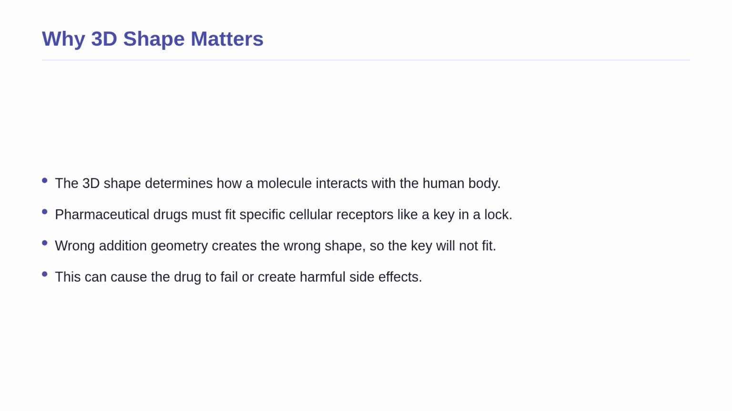So, we have proven how these geometries form. But why does this matter in the real world? The three-dimensional shape of a molecule dictates how it interacts with the human body. Many pharmaceutical drugs act like keys that must fit perfectly into specific cellular locks or receptors. If a chemist uses syn addition when they should have used anti-addition, the drug will have the wrong shape. It will not fit the lock, rendering it useless or even dangerous.